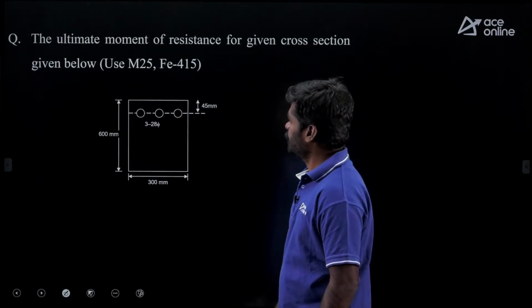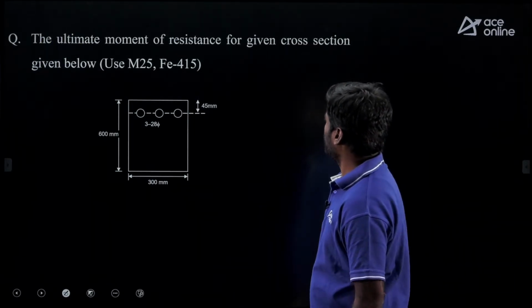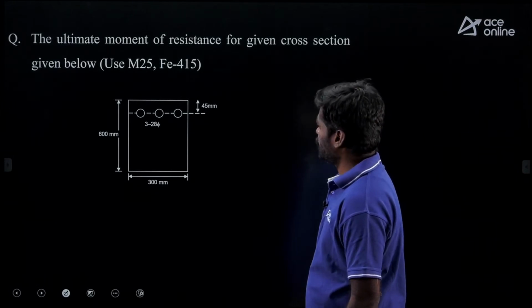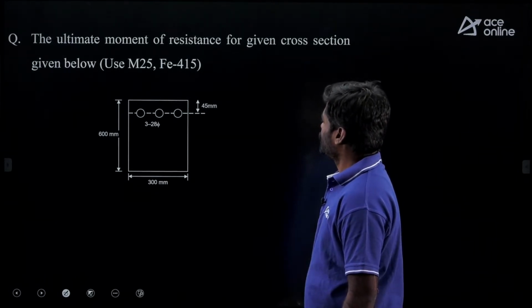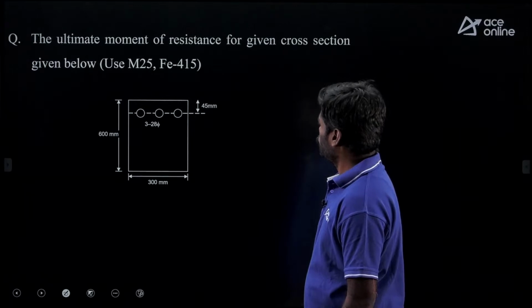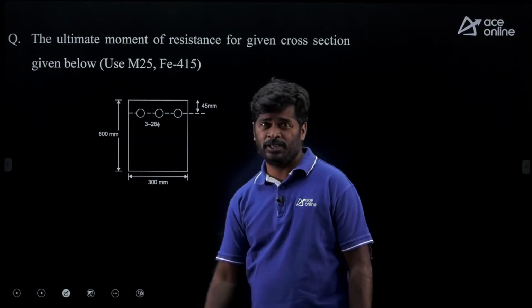Then move to next question. The ultimate moment of resistance for the given cross section is asked. Use M25 and Fe415 grade steels and the given cross section here.